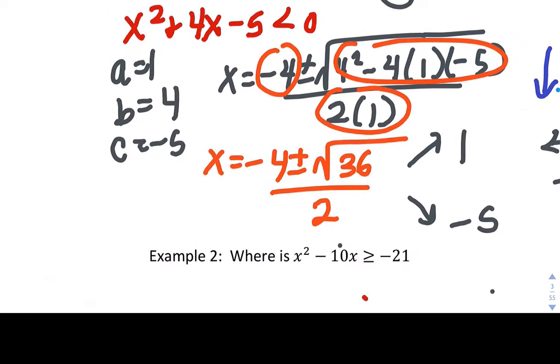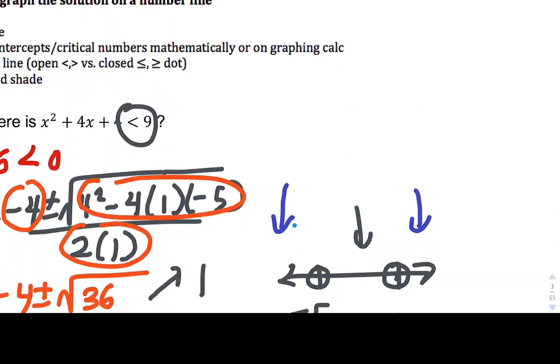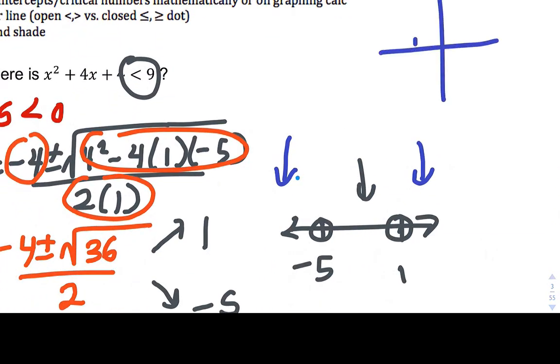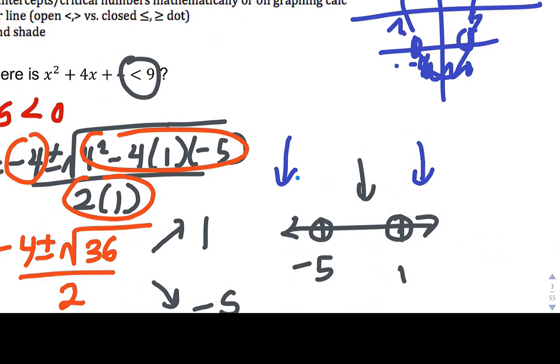Because again, what that means is if I draw my quadratic again, at negative 5 and at 1, there's zeros here. And we know this is a smiley face graph. And so we have to figure out, when is it less than or equal to 9? Is it going to be between or beyond on the outside of those lines right there?